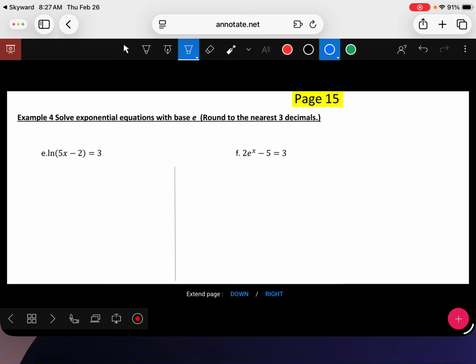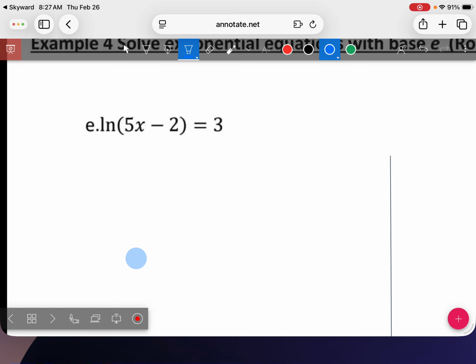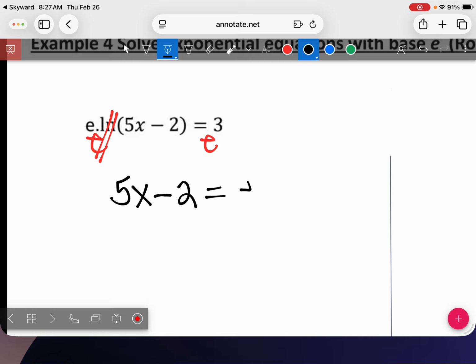All right, couple more and then you'll do 2 on your own. Let's look at E. So what do you think I'm putting in, an E or LN? E. E, put an E in. So when I put in my E, that cancels out, and you have 5x minus 2 equals e to the power of 3. Go ahead, pick up your calculators. Finish it from there. First, you're going to find e to the power of 3, and then you're solving it out.